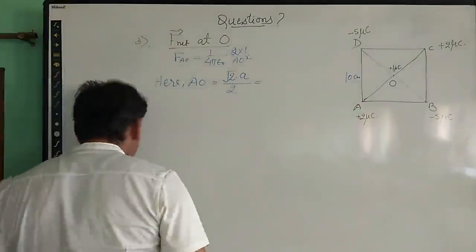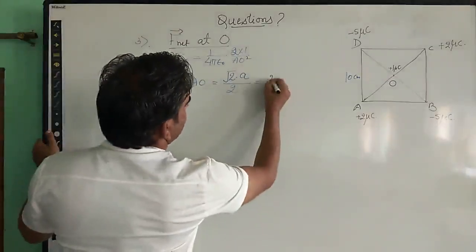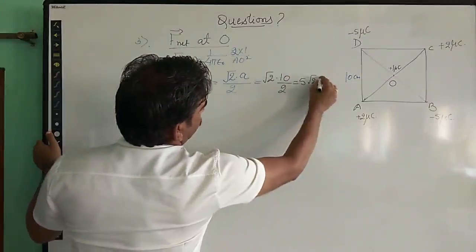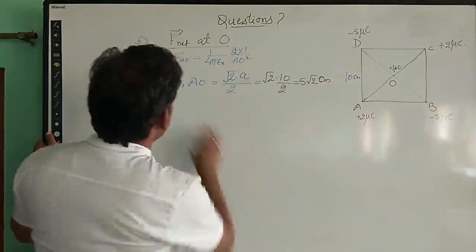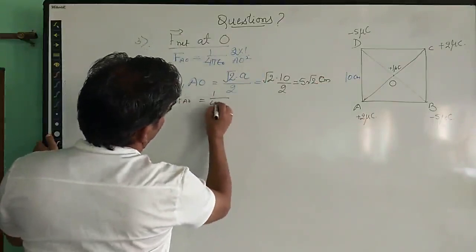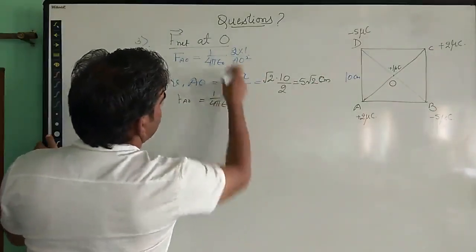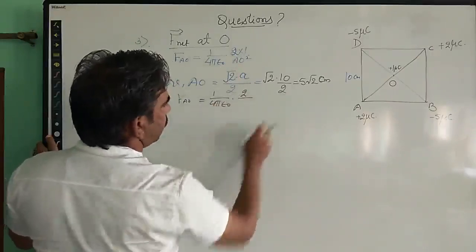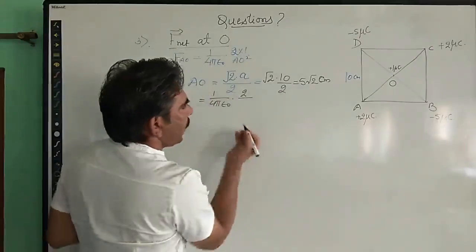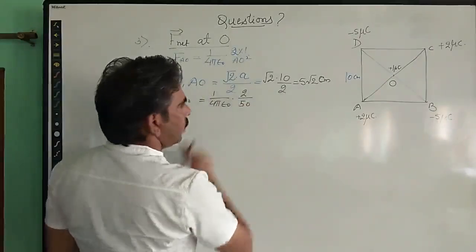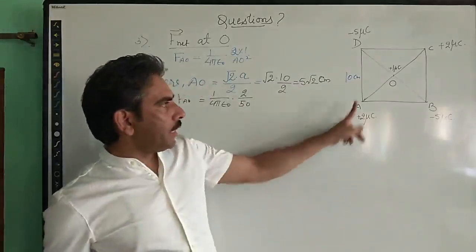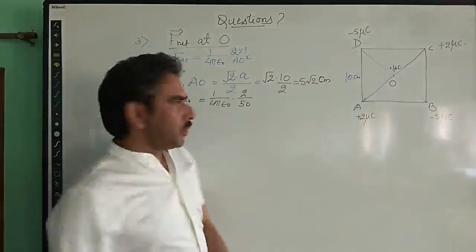So we can write it as under root 2 into 10 upon 2, which is equal to 5 under root 2 centimeter. So we just write this value here. So FAO is equal to 1 upon 4 pi epsilon naught into 2 divided by the square of AO. So if we square, it becomes 50, right? So this is the magnitude of the force exerted by this charge placed at point A on this charge at the center.